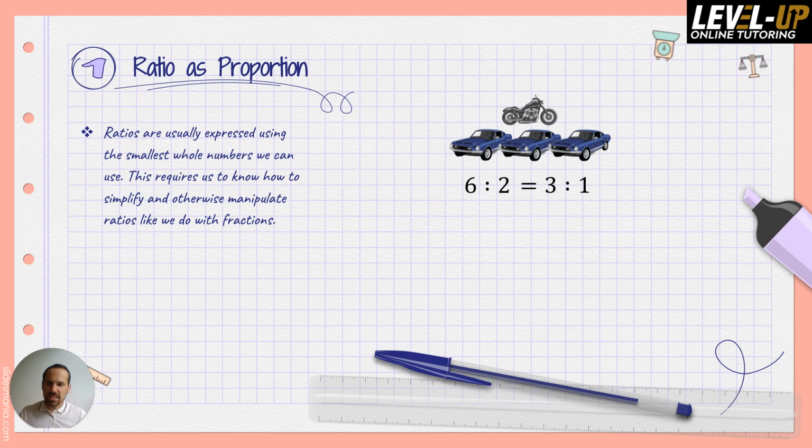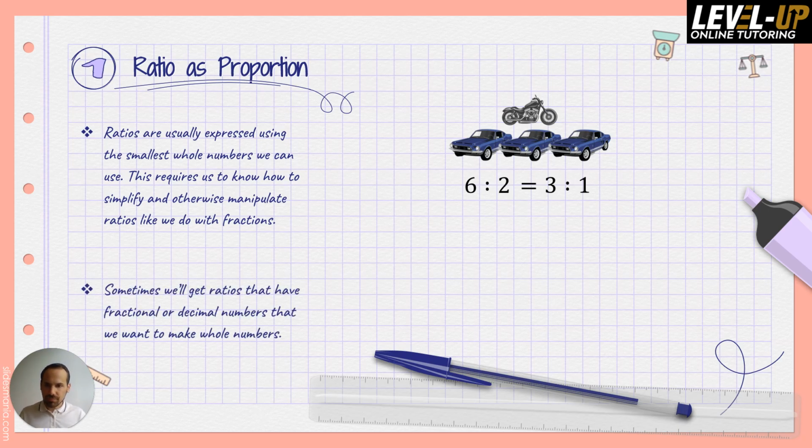But mathematically, it's the same as with fractions, where if we multiply or divide the numerator and denominator of a fraction by the same number, the fraction doesn't change. And it's the same thing here with ratio. If we multiply or divide both sides of the ratio by the same number, it doesn't change the ratio. So we can do that in both directions.